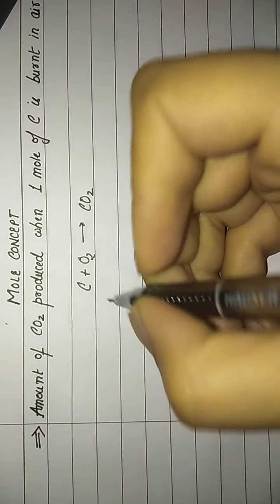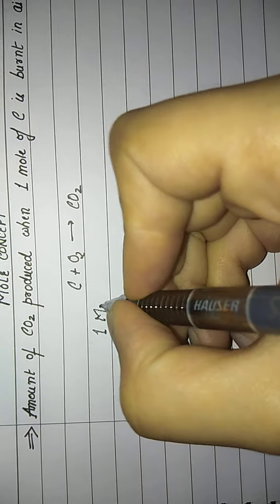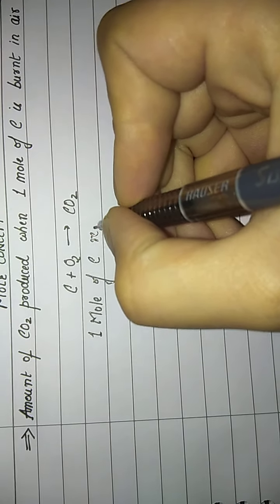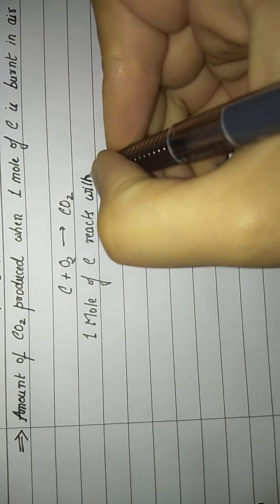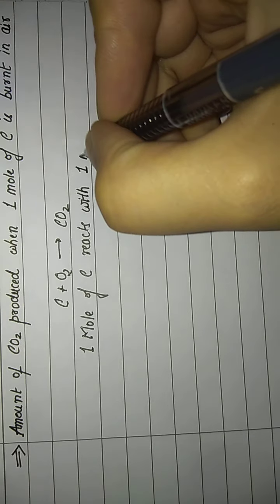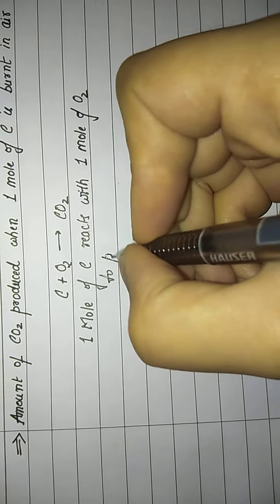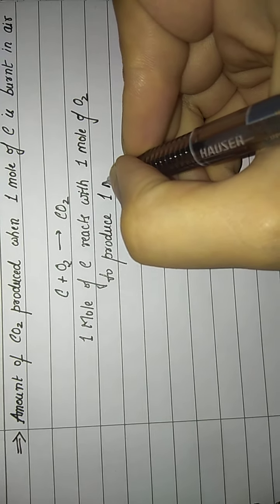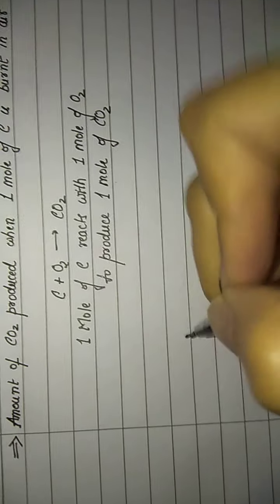In words, how can I say 1 mole of carbon reacts with 1 mole of oxygen to produce 1 mole of carbon dioxide.